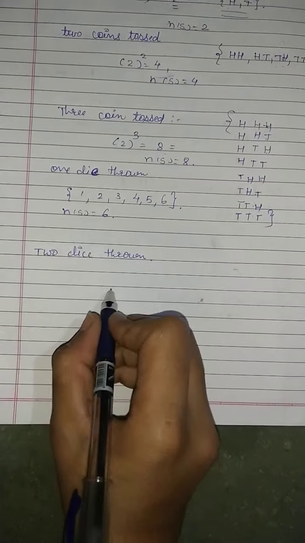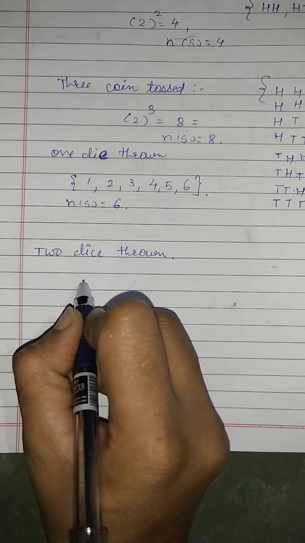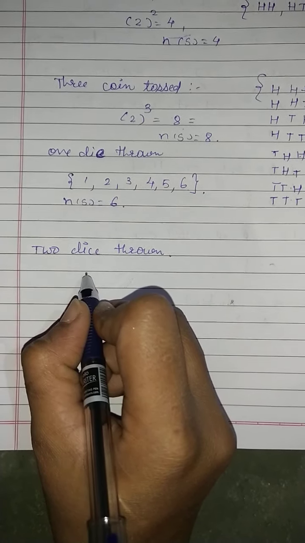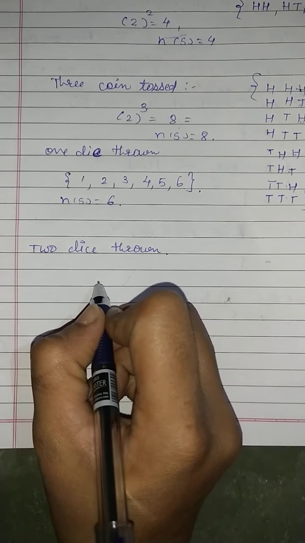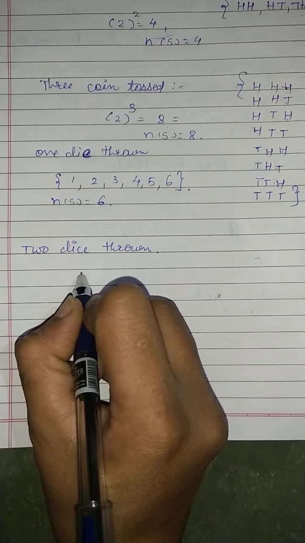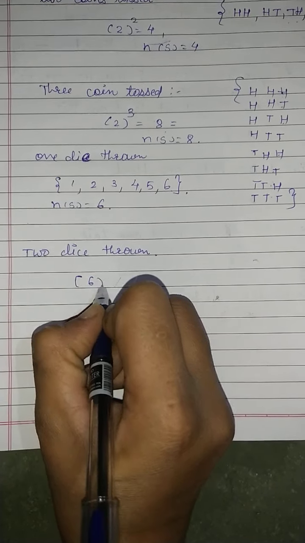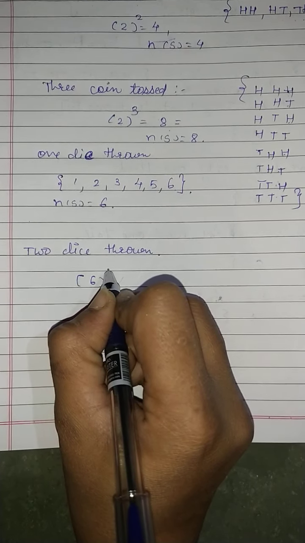2 dice thrown. Fine. Now for 2 dice thrown, what you have to do? It means that you are throwing a die 2 times: 1 die 2 times or 2 dice 1 time. So here see, how many faces are there for the die? 6. And you are going to throw that twice.